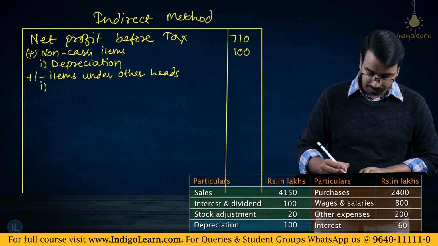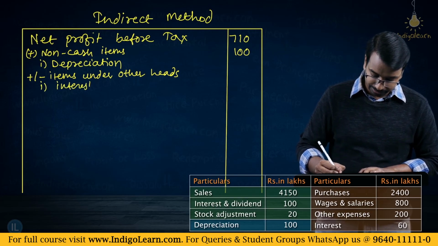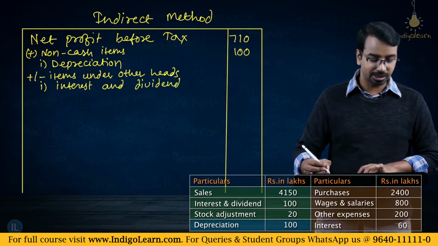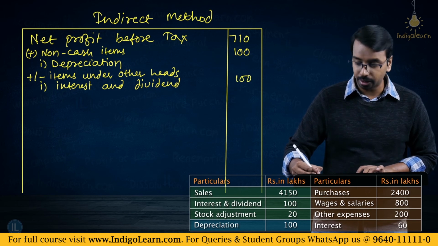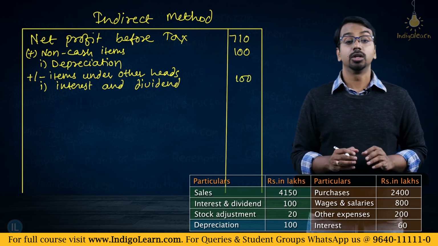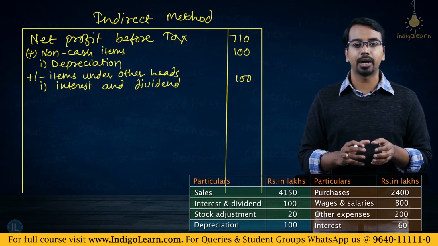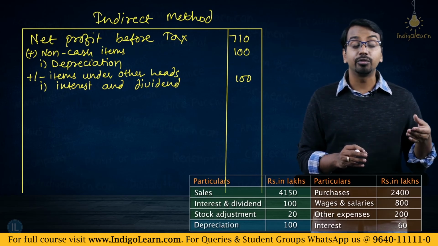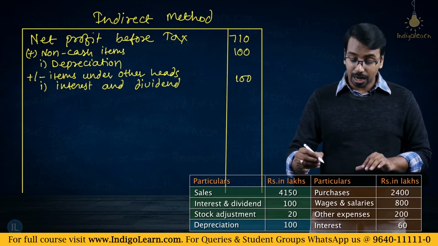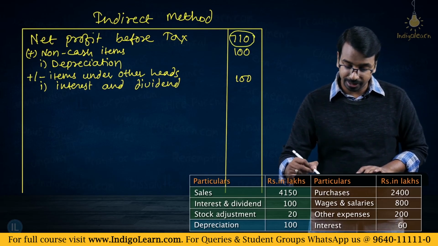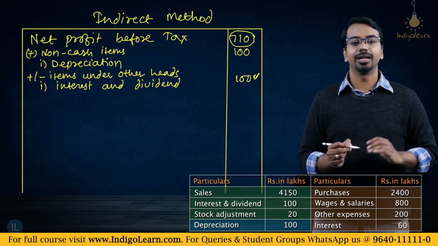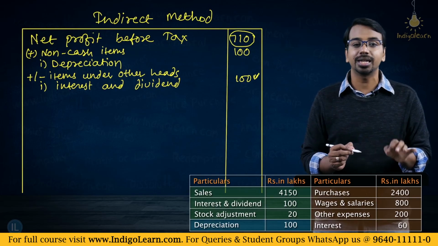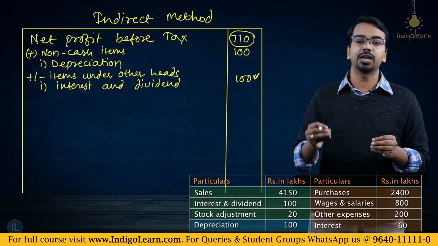So the first item is interest and dividend. How much is the amount? The amount is 100. So should I add 100 or should I reduce 100? See, when we computed the net profit, because this is an income item, we would have added. Now we know that out of this net profit of 710, anything related to this 100 is not relevant to operating cash flow. It is relevant to investing cash flow. So we have to remove the effect of this 100.